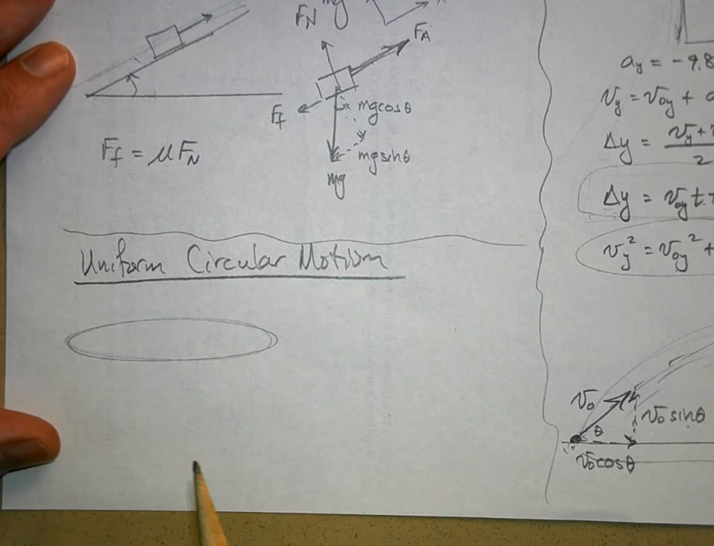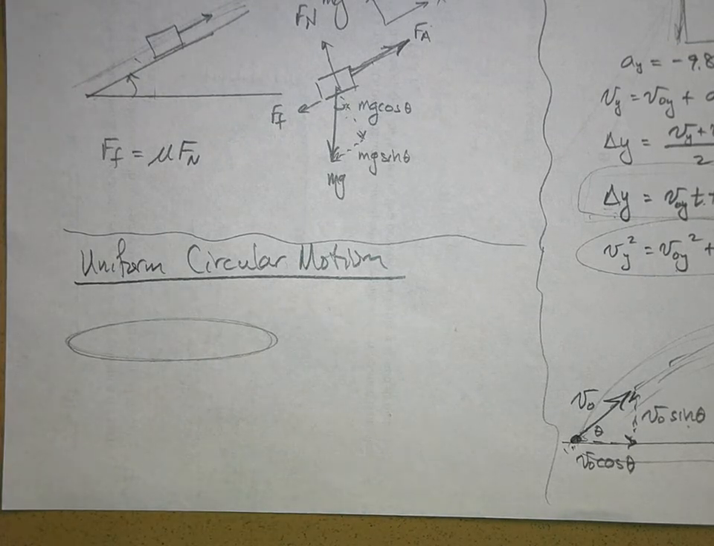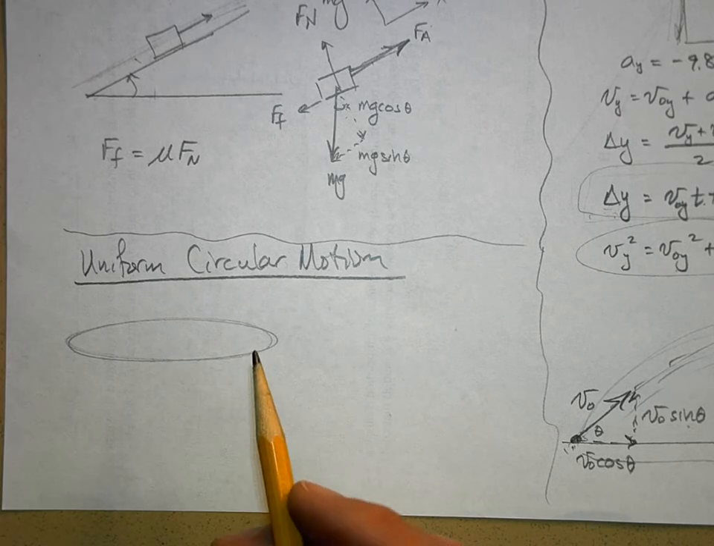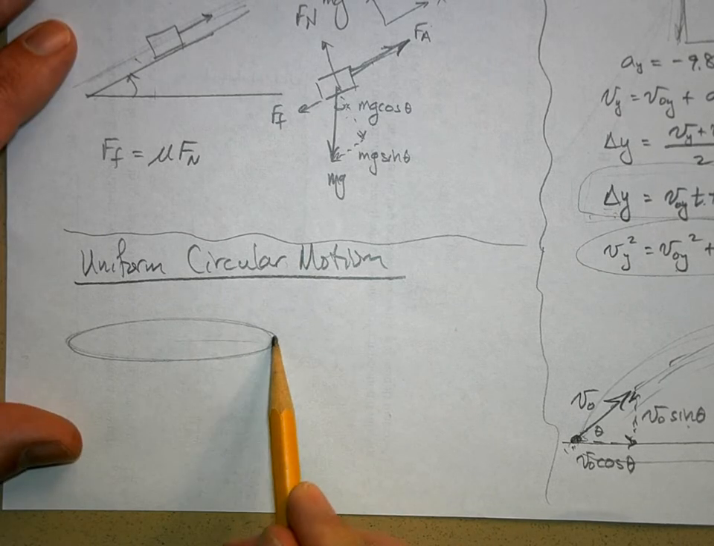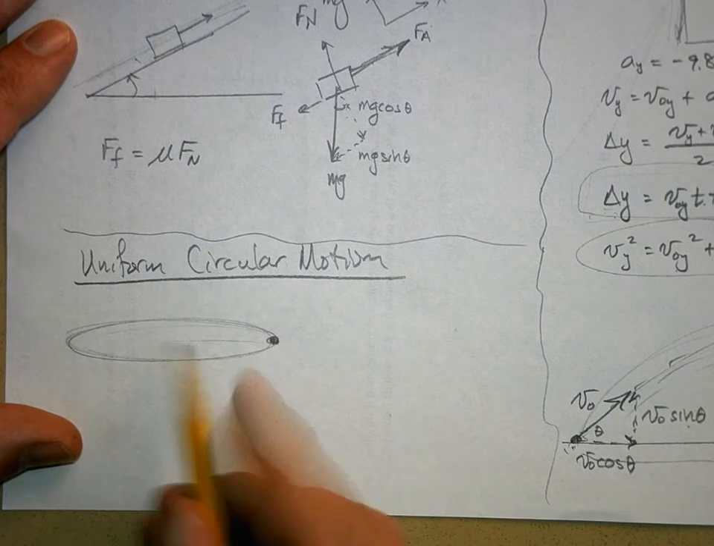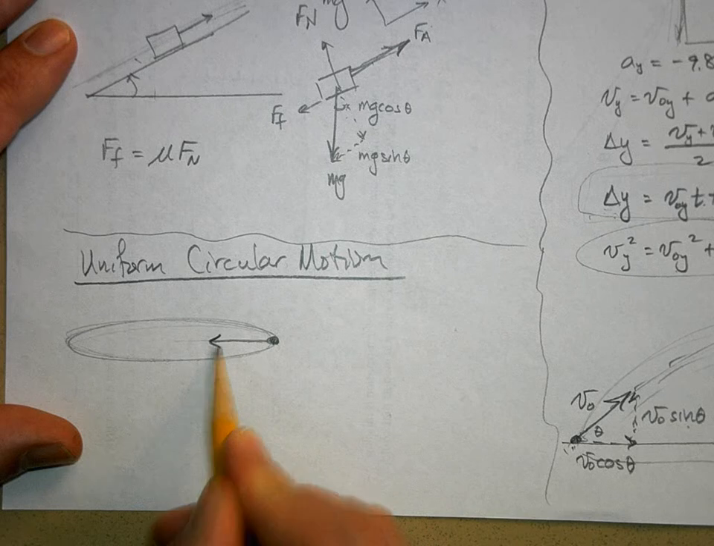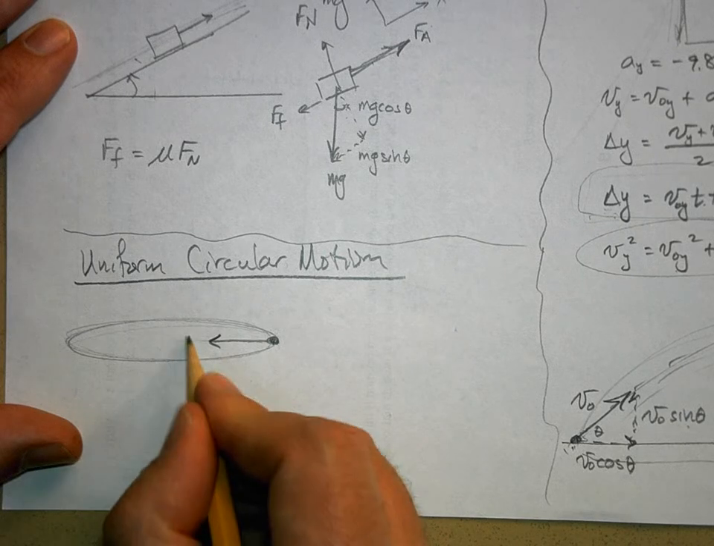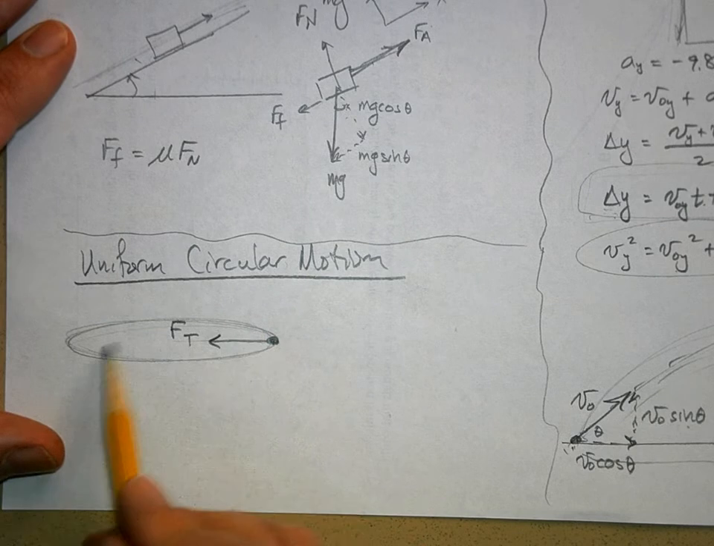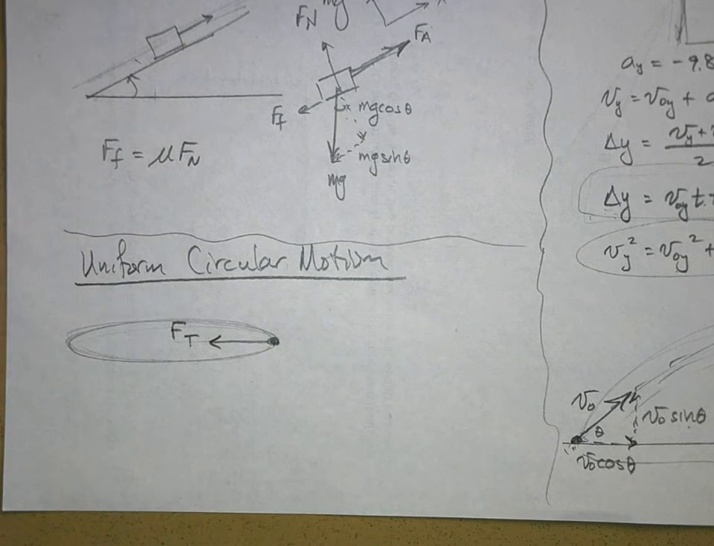Now, I'm going to keep it simple. I won't include gravity on this part, okay? Because if I did, it's a little bit more complex. It's not bad, but I don't think you guys are ready for that yet. Here's a massive object, and it's moving around like this. If I drew a free body diagram, there'd be a string pulling on it. That would be your tension force. So it's your tension force that's making this thing go in a circle.